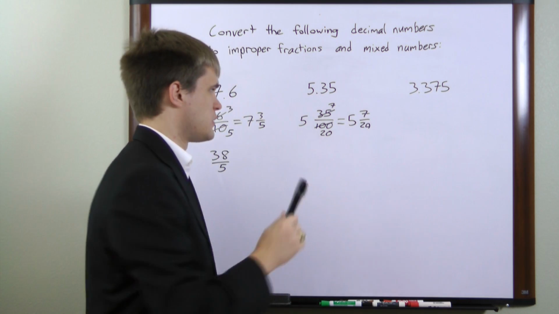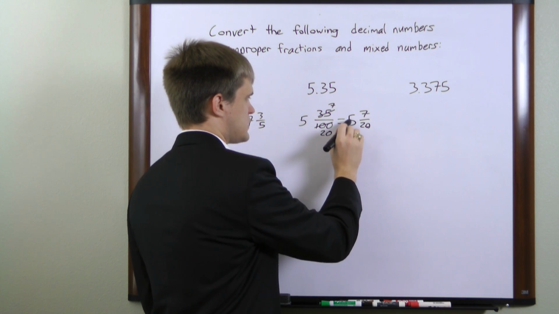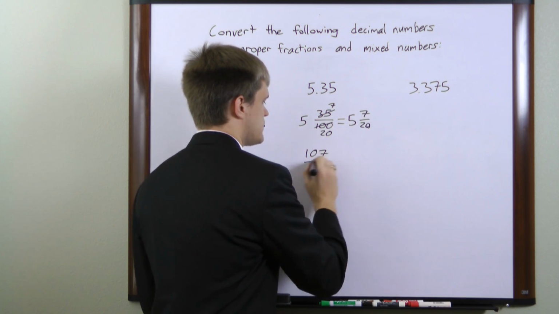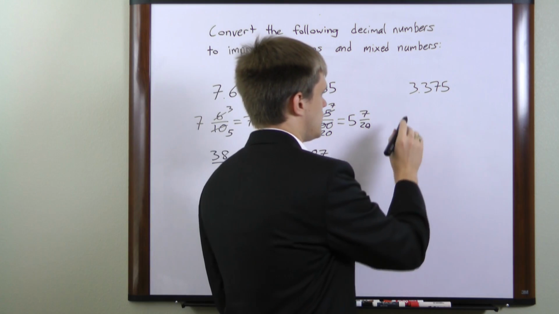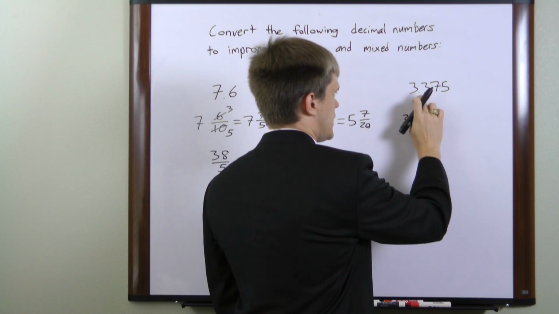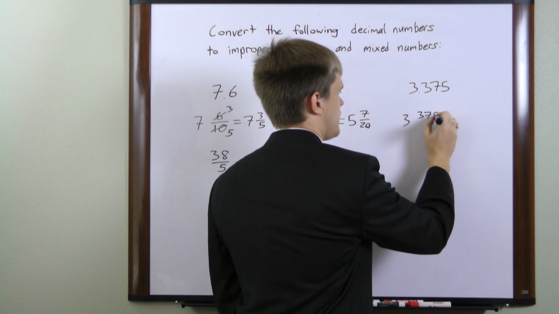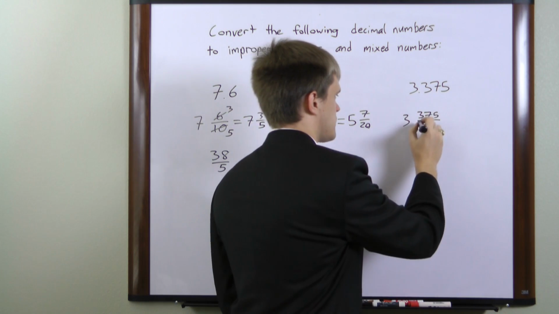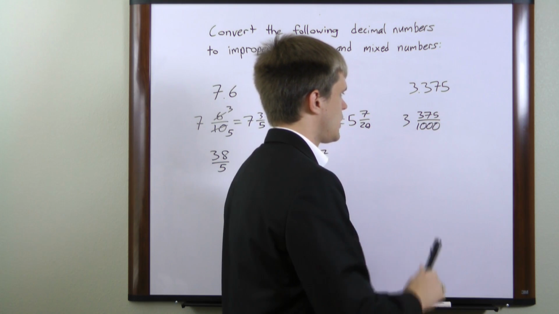To convert to an improper fraction now, we'll multiply 20 times 5, which is 100, plus 7, which is 107. So we have 107 over 20. In the final example, we'll once again take the whole number part, 3, and then take the part to the right of the decimal, 375 over 3 decimal places, so 3 zeros, 375 over 1,000.